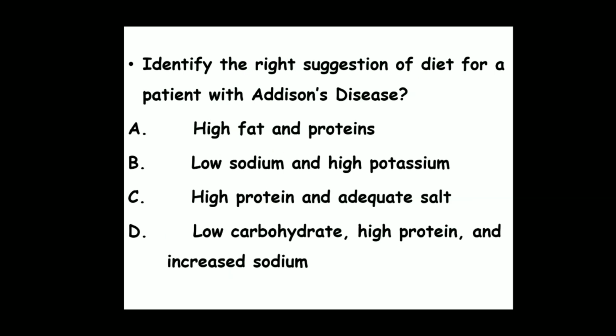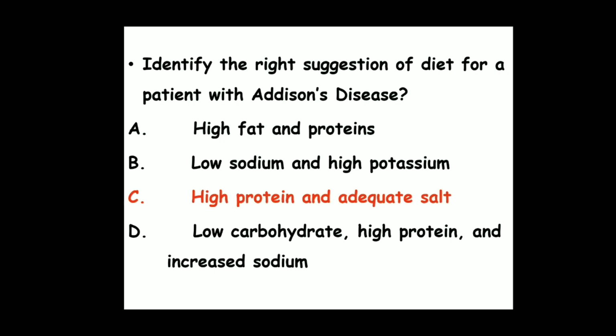Identify the right suggestion of diet for a patient with Addison's disease. High fat and protein, low sodium and high potassium, high protein and adequate salt, low carbohydrate, high protein and increased sodium. Which is the right diet for the patient with Addison's disease?